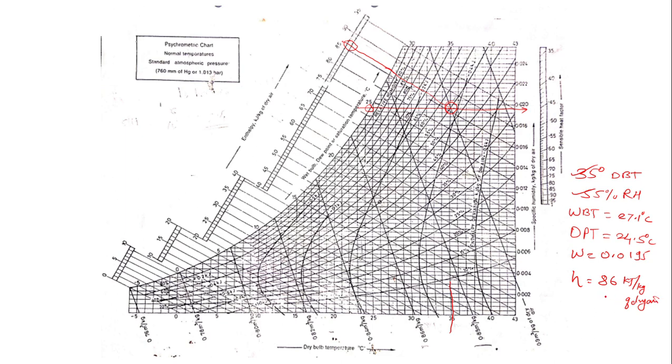Okay, this is how we can gauge the various conditions or properties with respect to that particular point. Okay, so this is what the psychrometric chart is.